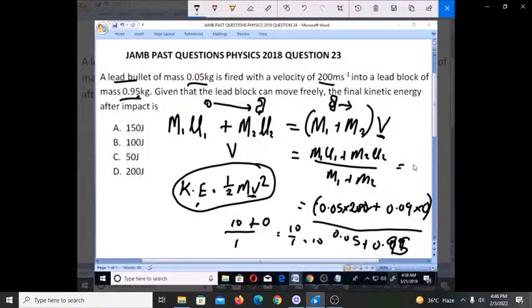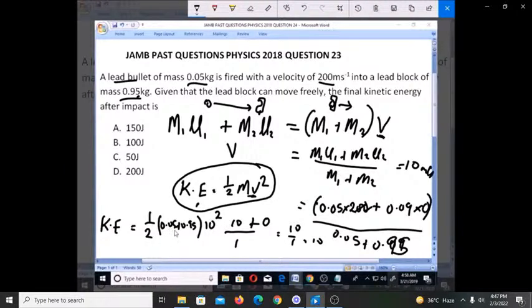From this calculation, our V is equal to 10 meters per second. So having V as 10 meters per second, we can now calculate KE, which is kinetic energy, which is given as half M V squared. The M is the total mass, which is 0.05 plus 0.95. And V is what? 10 to power 2. So V is 10, so the square is 2.